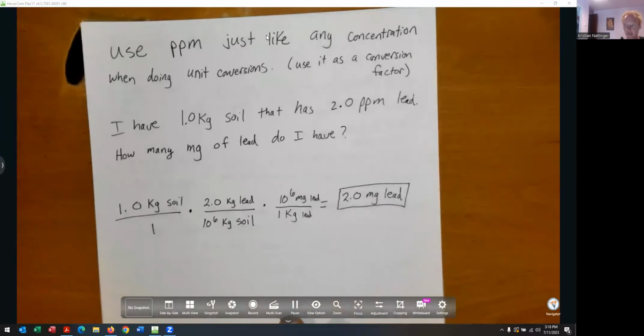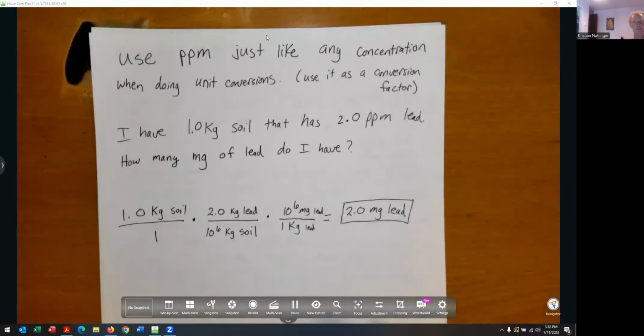All right, my recommendation is to think of parts per million just like any other concentration. Just use it as a conversion factor when you're doing these unit conversion math problems. And so let's say we have this hypothetical question. I've got a kilogram of soil. It's got 2 parts per million of lead in it. How many milligrams of soil are in my 1 kilogram bag of soil?